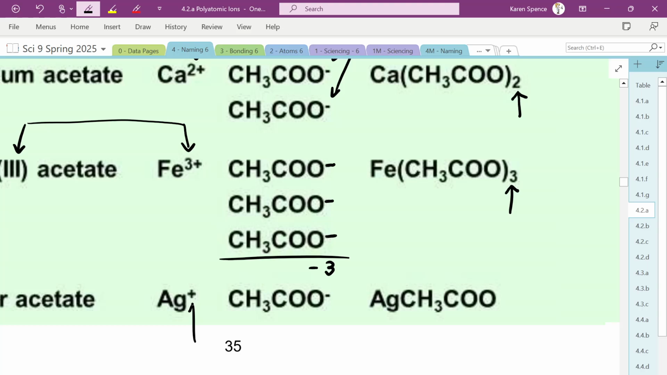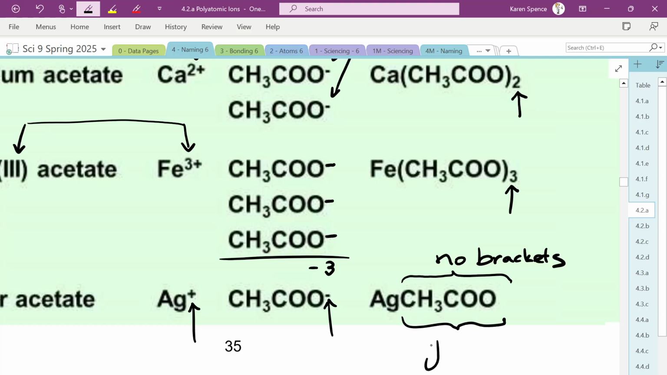Silver, just +1. So we just need 1 of the acetates, -1. And so we get AgCH3COO. And you'll notice no brackets, because there's just 1.